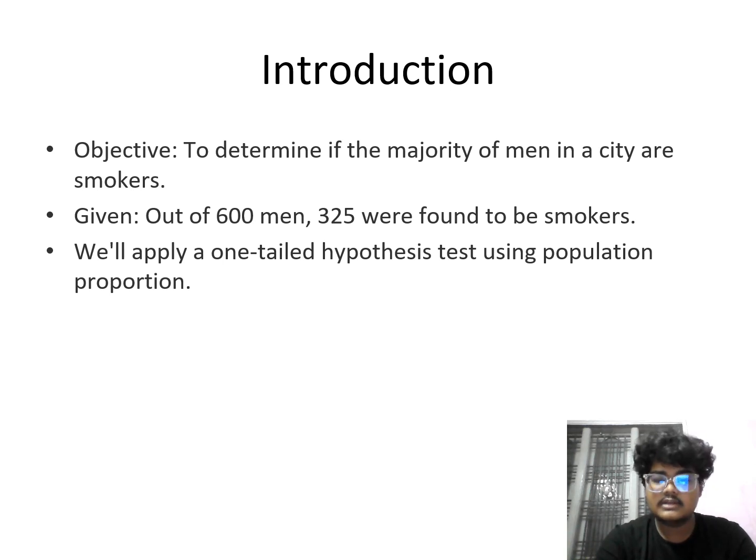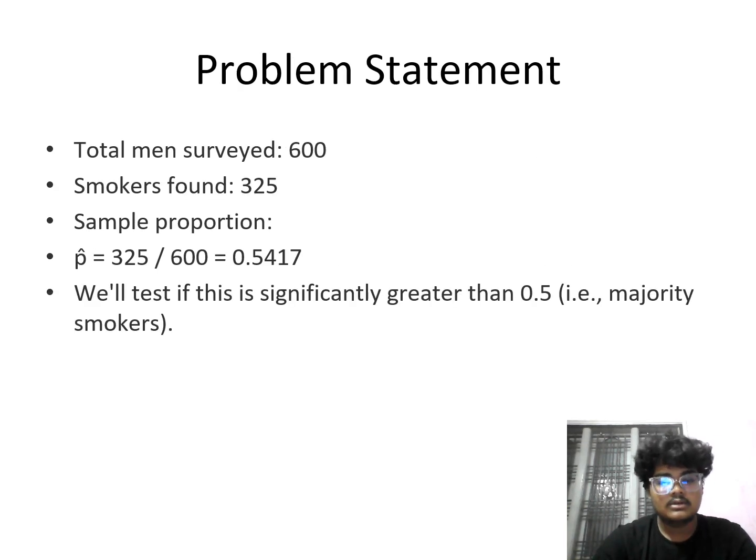Introduction. To determine if the majority of men in a city are smokers. Out of 600 men, 325 were found to be smokers. We will apply a one-tail hypothesis test using population proportion. The total men surveyed was 600. The number of smokers found was 325. From the sample proportion, we divide 325 by 600 and we end up with 0.5417. With this, we will test if this is significantly greater than 0.5, which indicates that the majority are smokers.